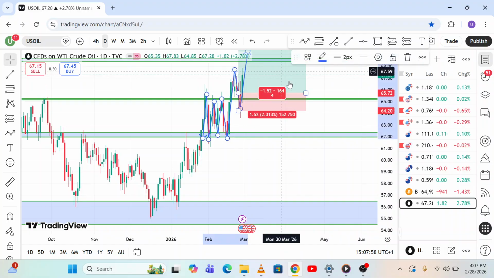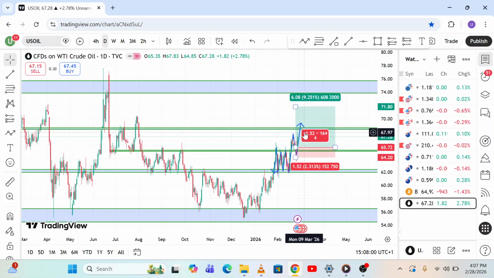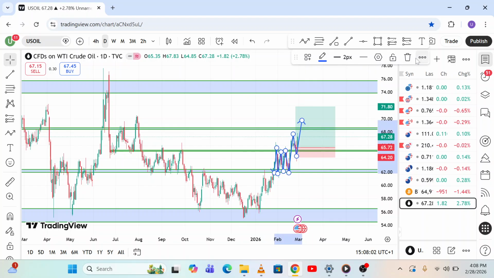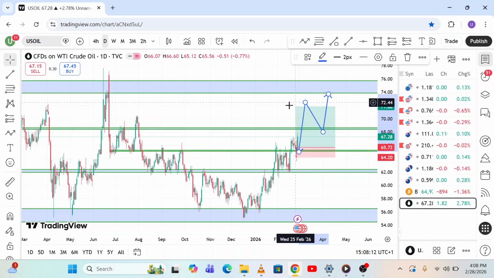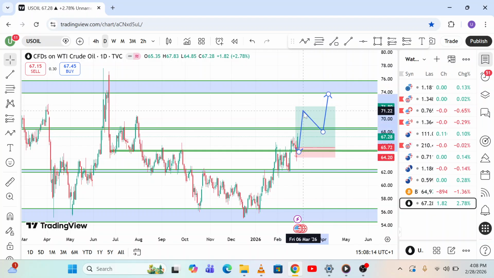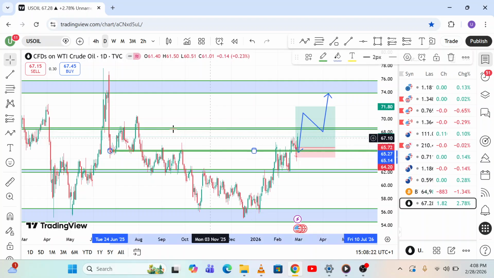So we can expect the buyers to keep moving the market upwards to break this structure, and once it gets retested, we can still enter for a buy. This is US oil, and the last but not least pair to trade on is USD CAD.